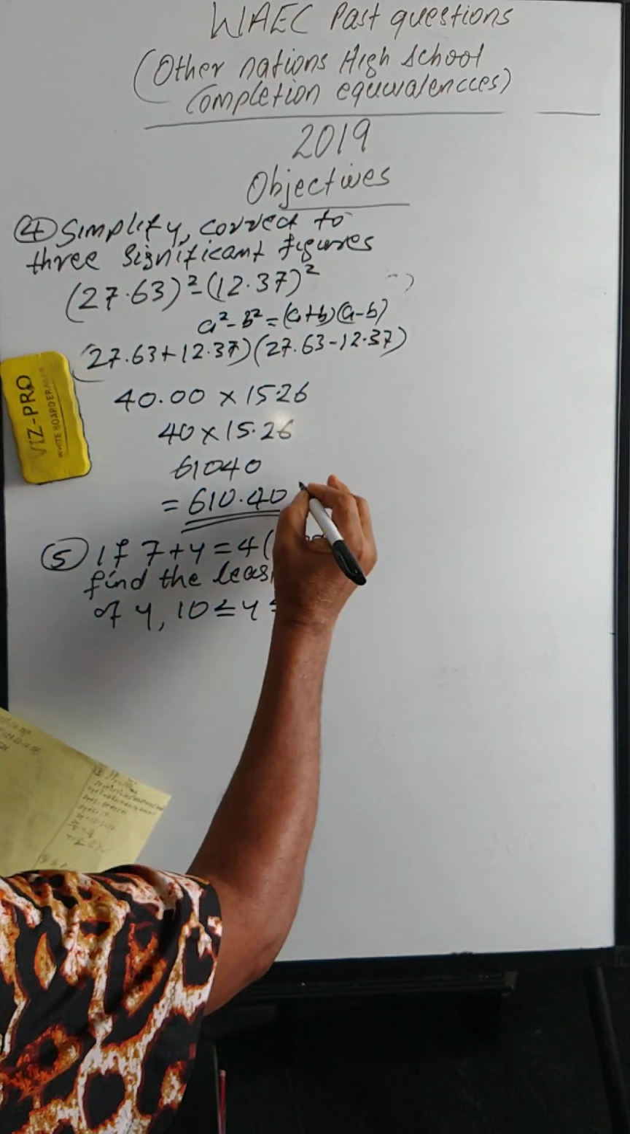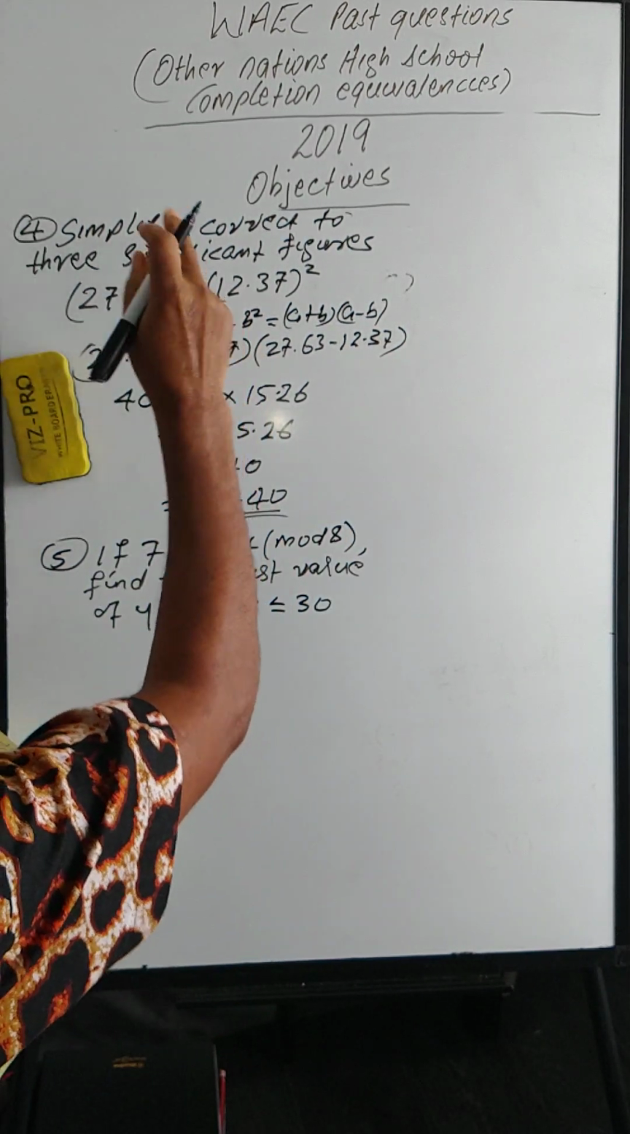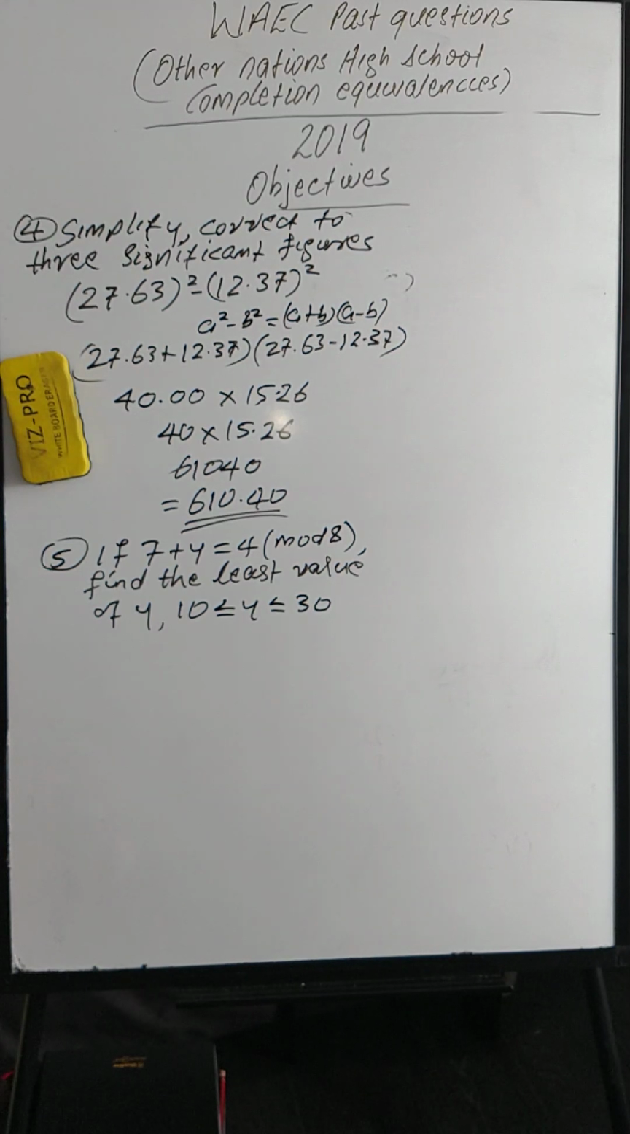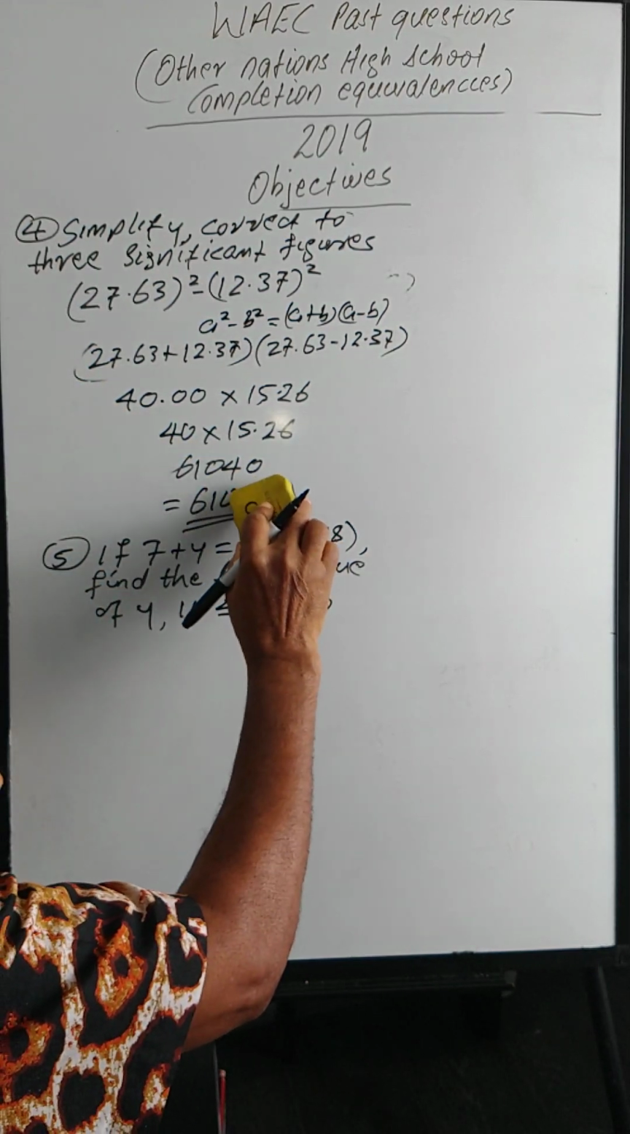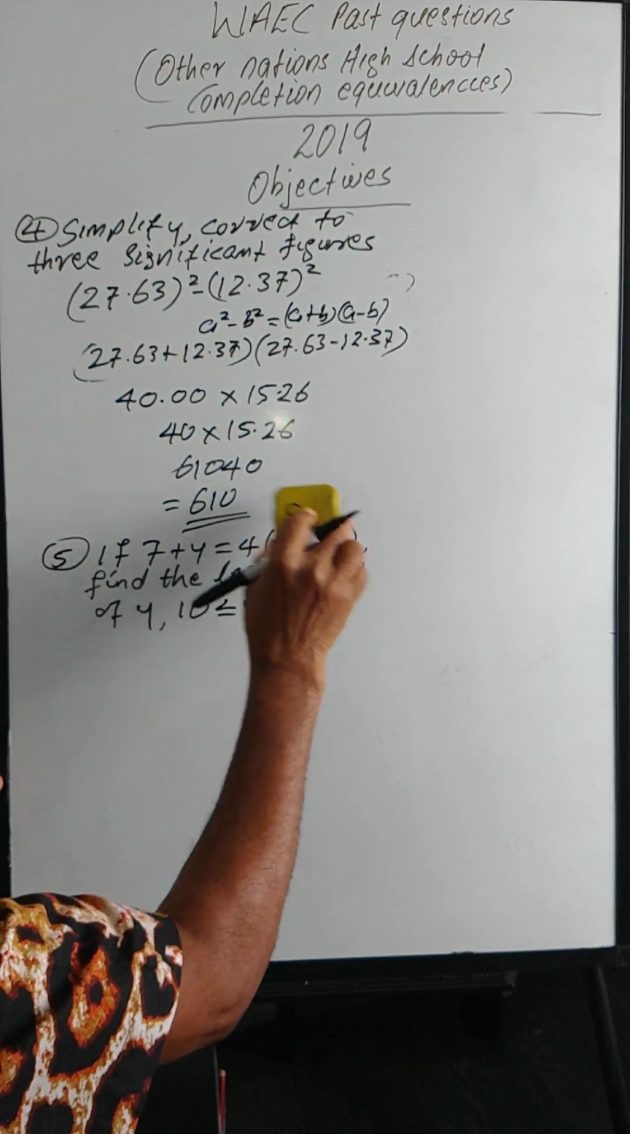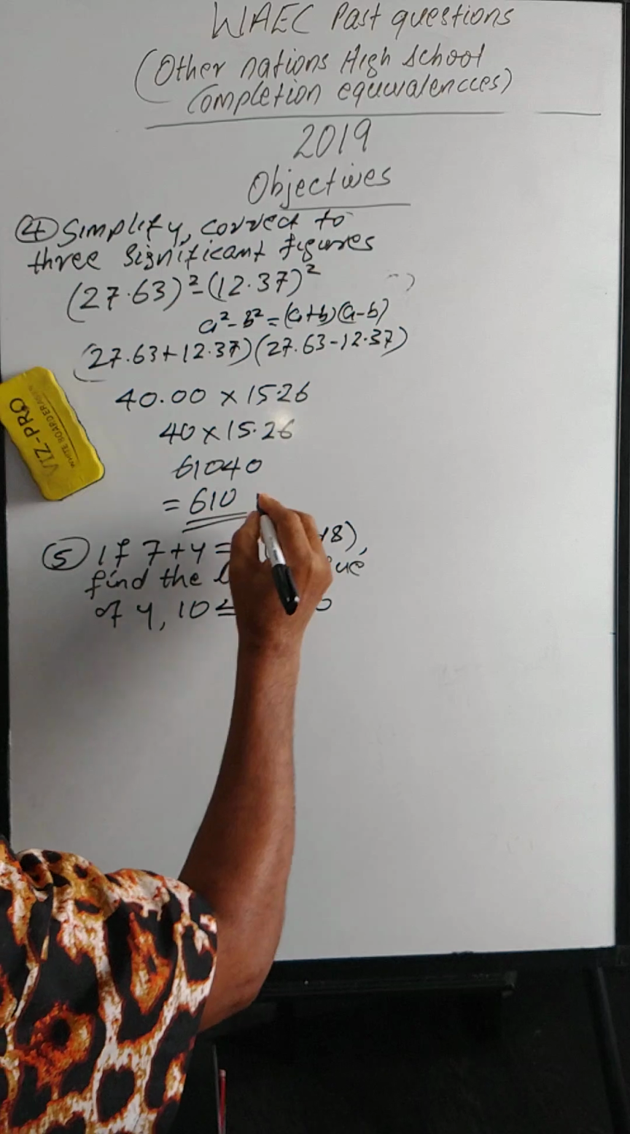Lest we forget, remember we are in number 4, we are asked to leave our answer to 3 significant figures. By that, you know that this is no longer necessary. And this is option D.